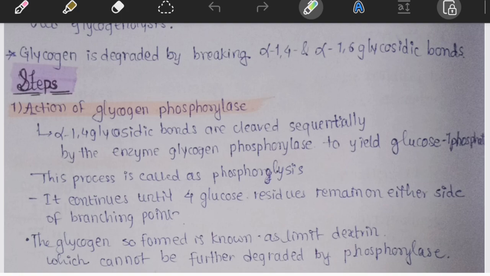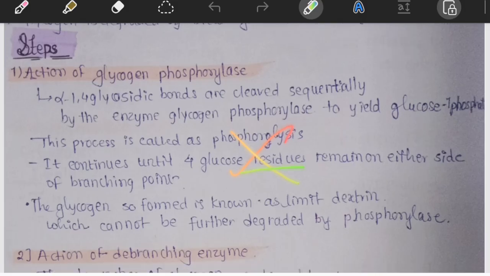Now here's a catch. Does this enzyme continue until glycogen disappears? No, it stops when it reaches 4 glucose residues before the branch point. This remaining branched structure is called the limit dextrin. Why can't glycogen phosphorylase continue? Because it cannot break alpha 1,6 bonds. It only breaks alpha 1,4 bonds. This is one of the most frequently asked university questions.